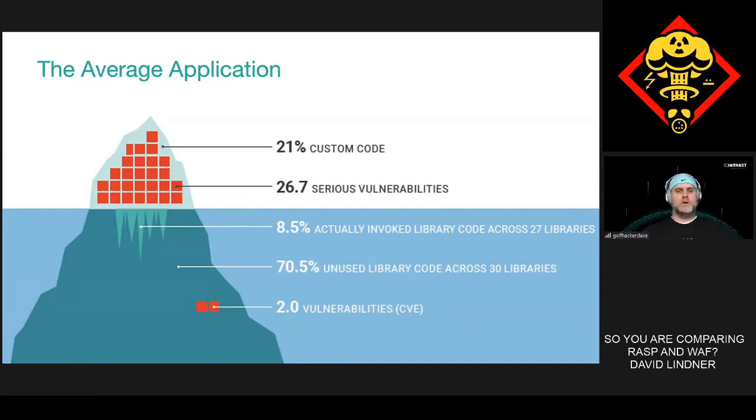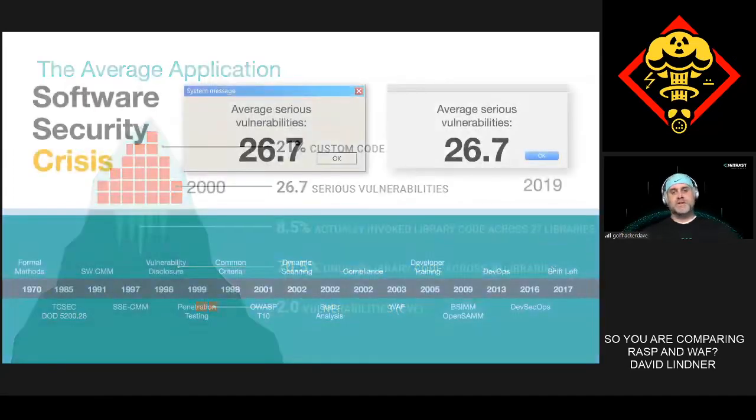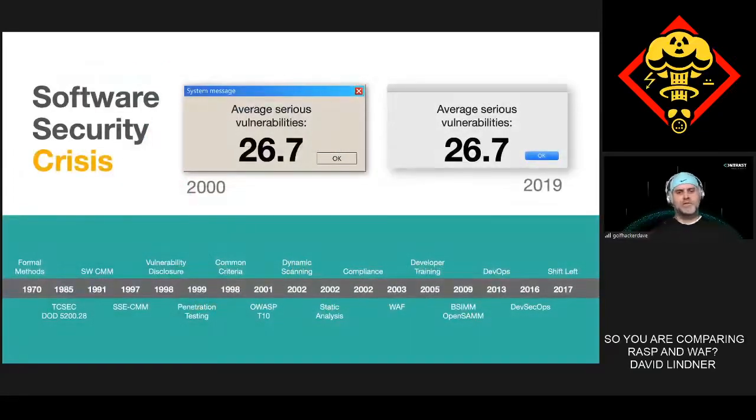So you look at year over year, and like I said, I've been doing this for a while. I was in consulting for some time, and the reality is the number of serious vulnerabilities, or vulnerabilities in general, in our software applications hasn't really changed. Things have shifted a little bit. We've added all sorts of standards.